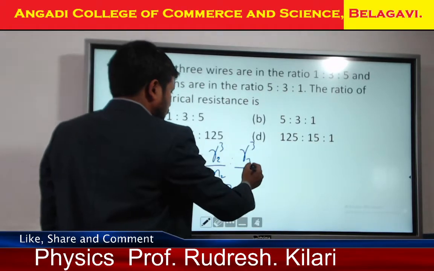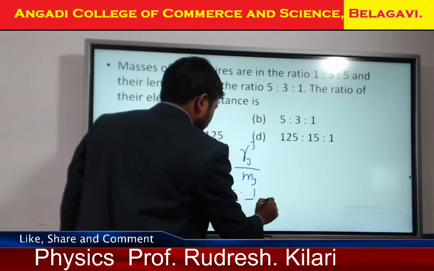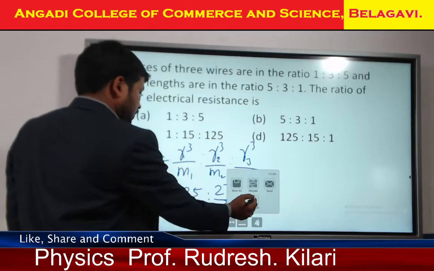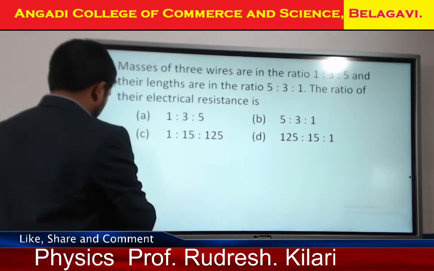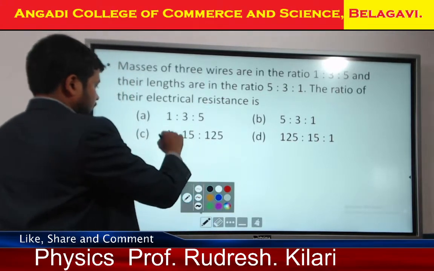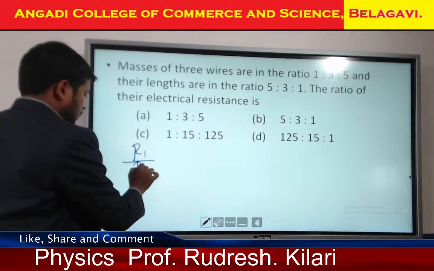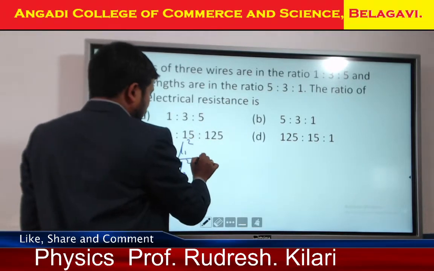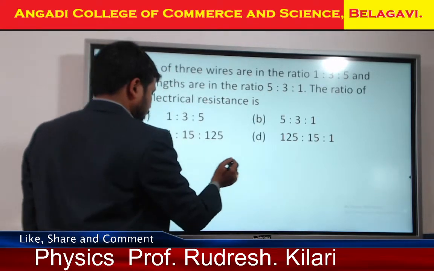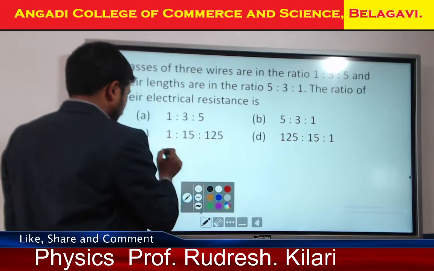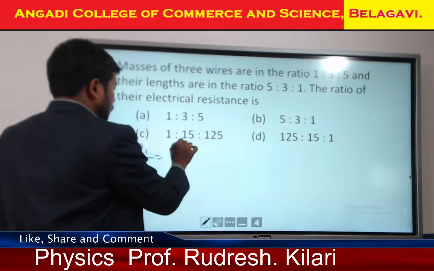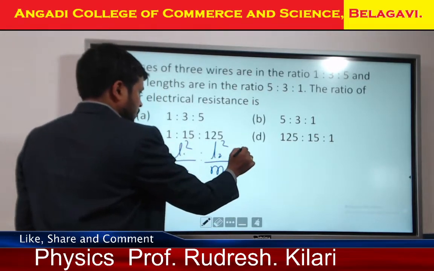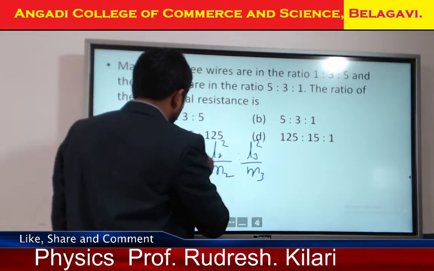is 2. The next, that is 1. R1 is to R2 equals L1 squared by M1 is to L2 squared by M2 is to L3 squared by M3. Okay, so this is just simplified.